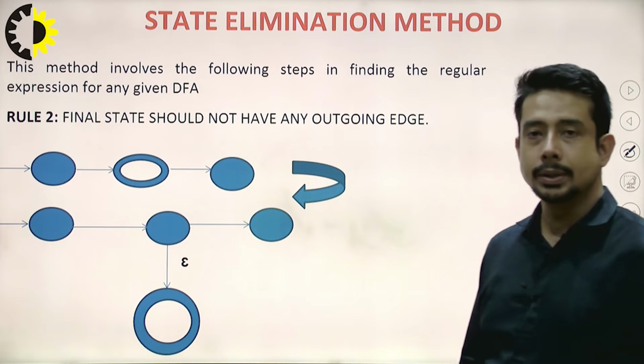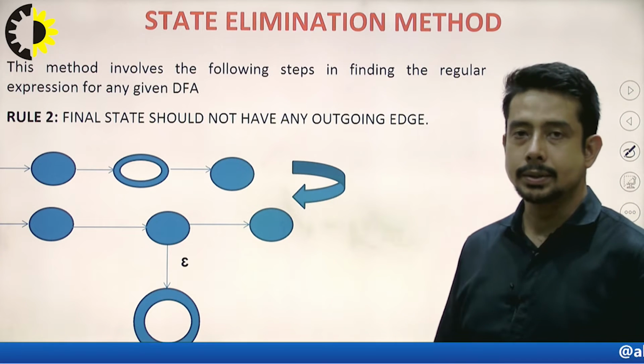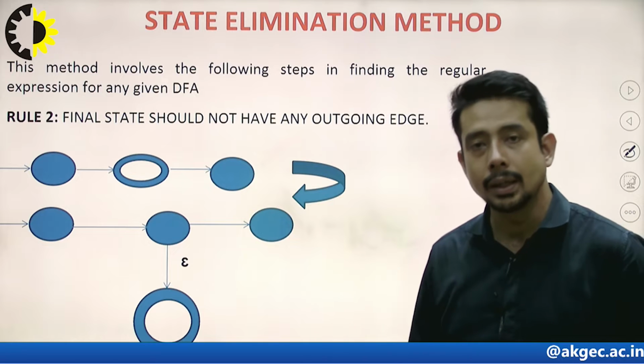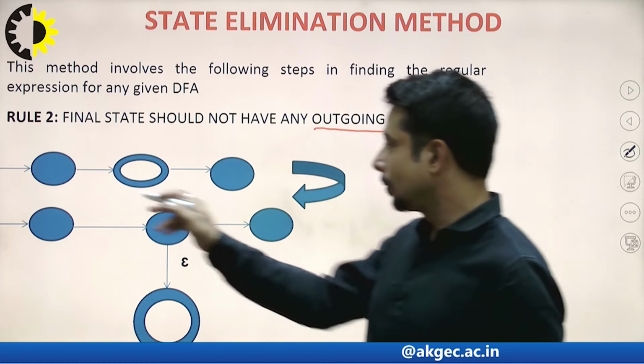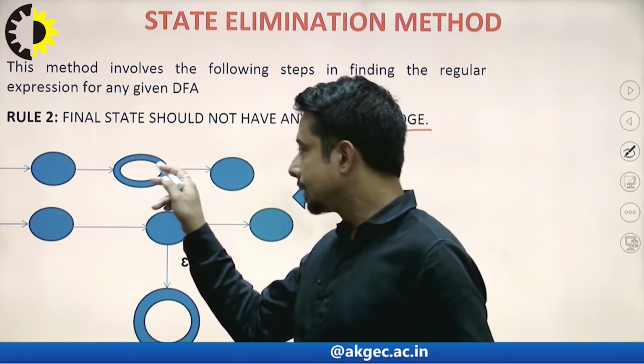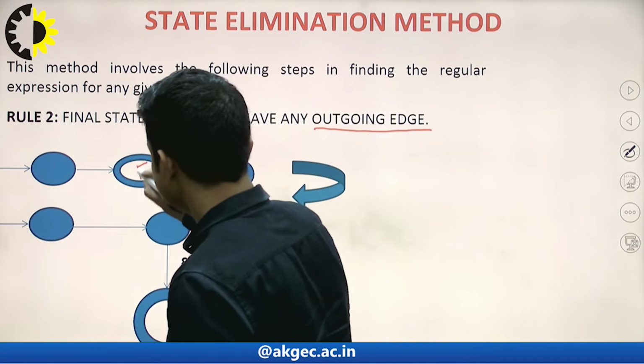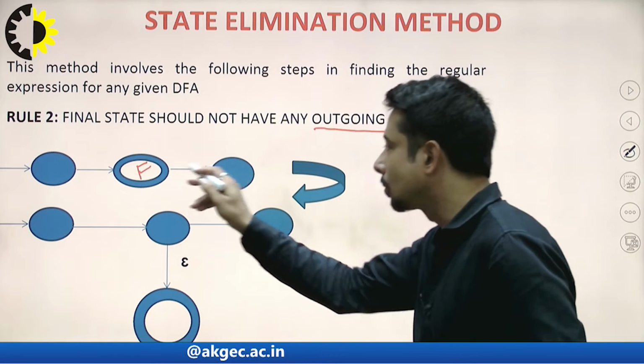Rule number 2 says that now we will consider the final state. The final state should not have any outgoing edges. Now, we will look into outgoing edges. If you look at this given diagram, this is your final state, and this final state has an outgoing edge, right?